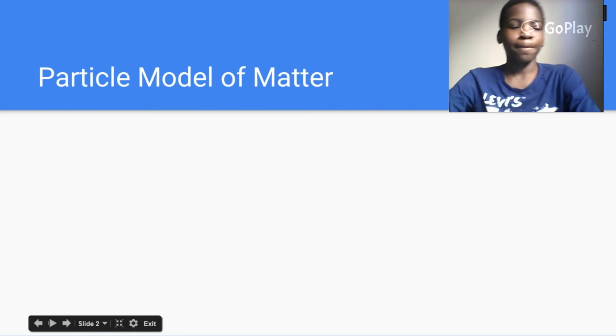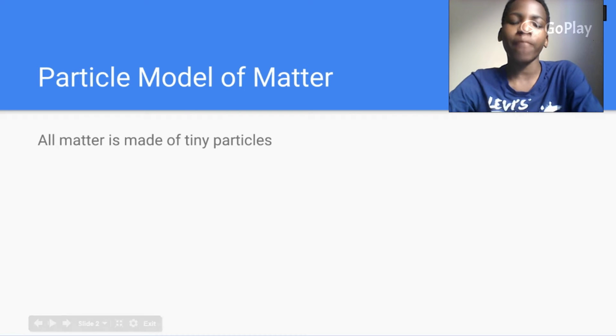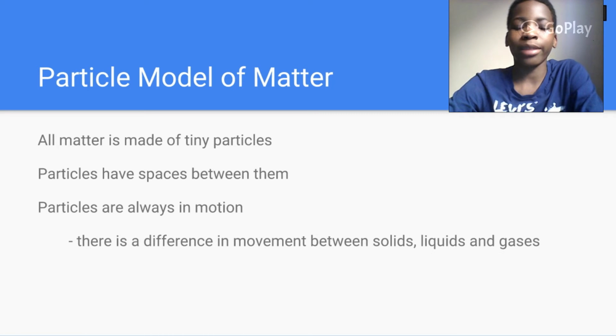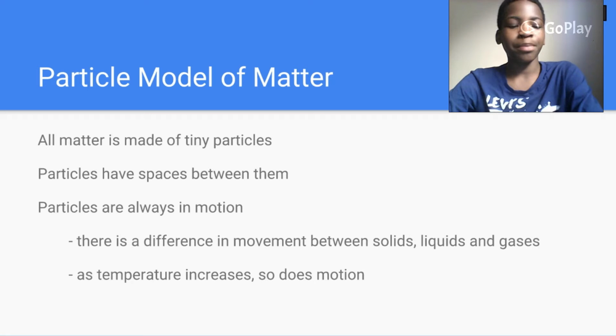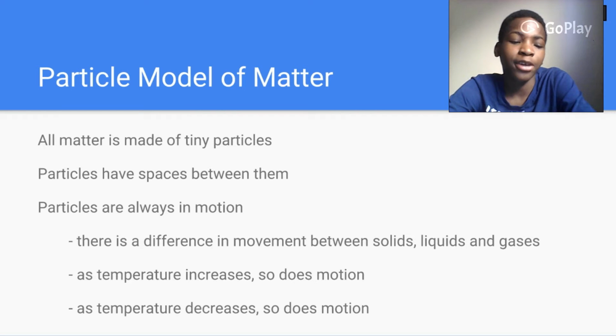Let's begin. The particle model of matter is an important part of the Mix and Flow of Matter. There are quite simple rules there, like the particle model of matter. It's quite simple if you think about it. All matter is made up of tiny particles. Particles have spaces between them. Particles are always in motion.